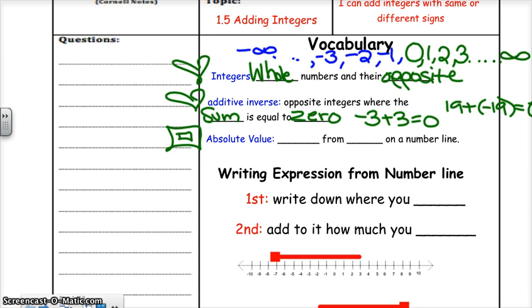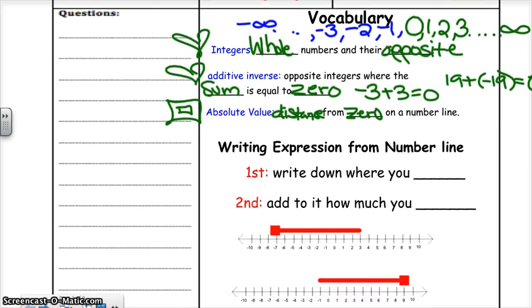Absolute value we'll define. We're not going to apply it until later, but it's distance from 0 on a number line. Absolute value is just distance. It is distance from 0 on a number line. You say, how far away? How far away from 0 if I'm looking for absolute value?